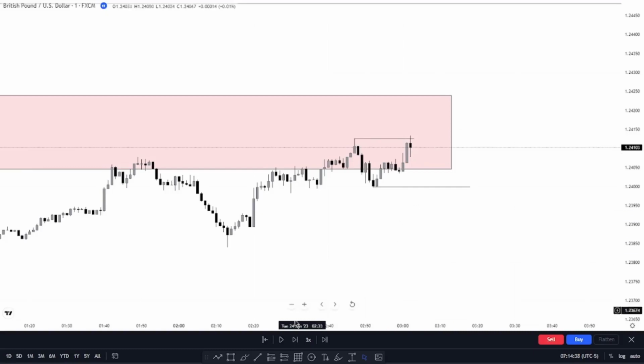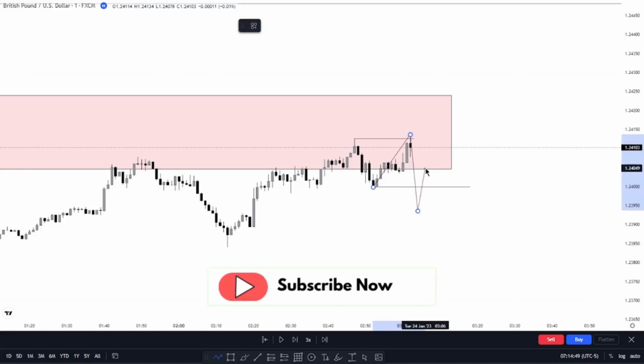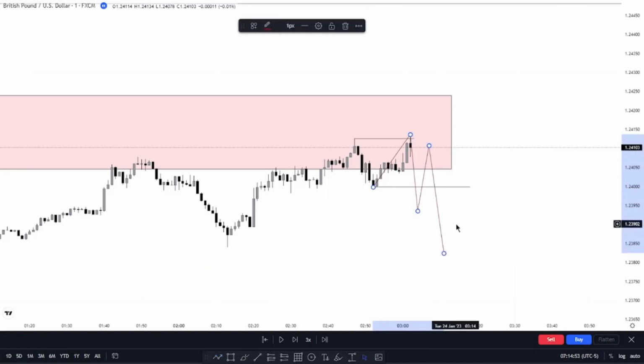All right, let me show you. The pattern we want to do here now is different from the other pattern I showed to you before. Now take a look at this pattern. This is what we want to happen here. We want to see this thing happen here, and then we enter the market from there. We want to enter the market from here.